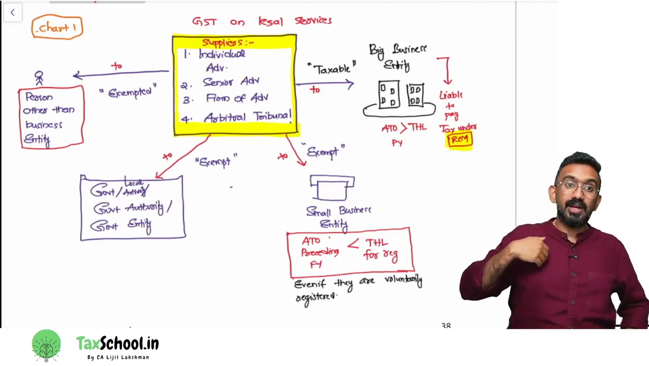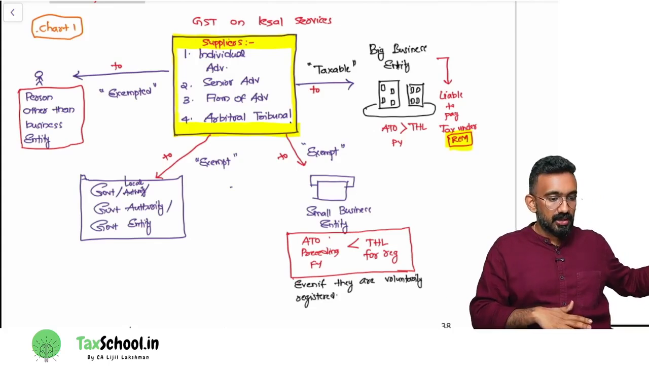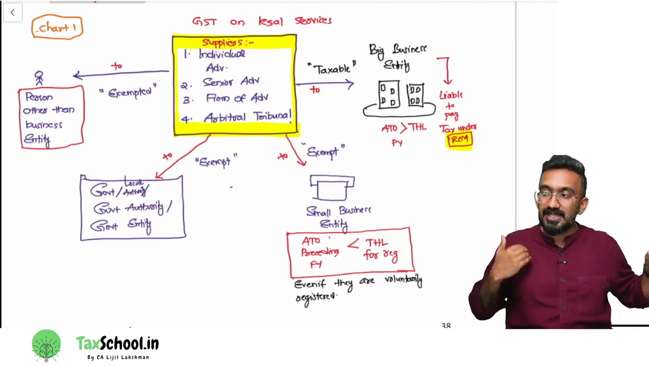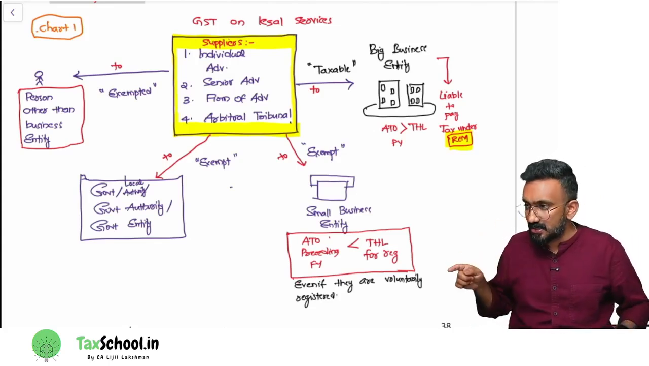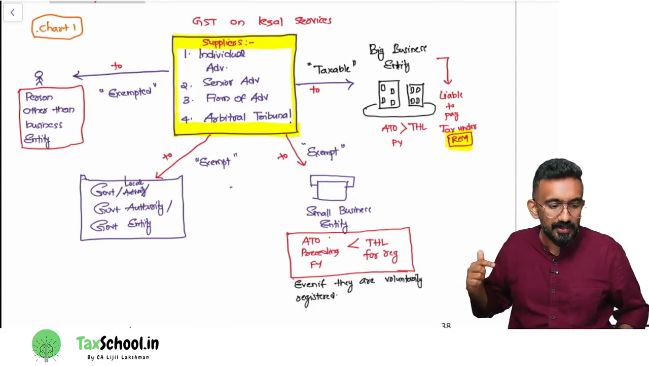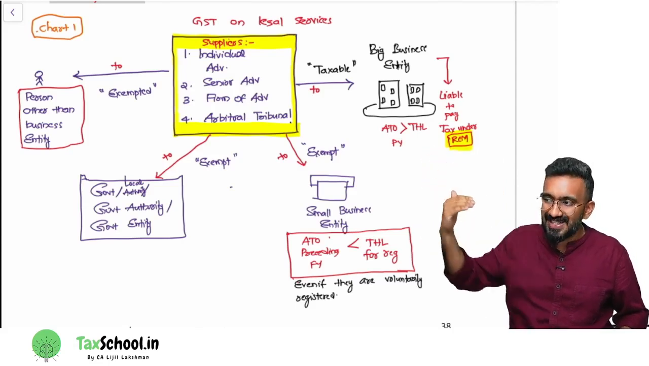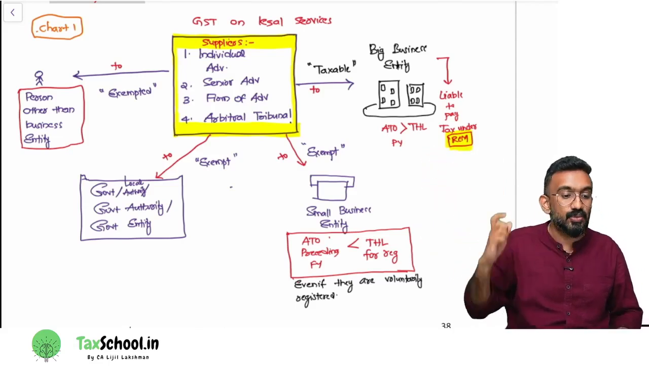What if I have voluntarily taken registration? My turnover is less than 40 lakhs last year, but I have taken a GST number. Will I still be considered a small business entity? Yes. So I have written it here. Even if they are voluntarily registered, I would call them a small business entity. If an advocate or arbitral tribunal provides services to a small business entity, it would also be exempted.